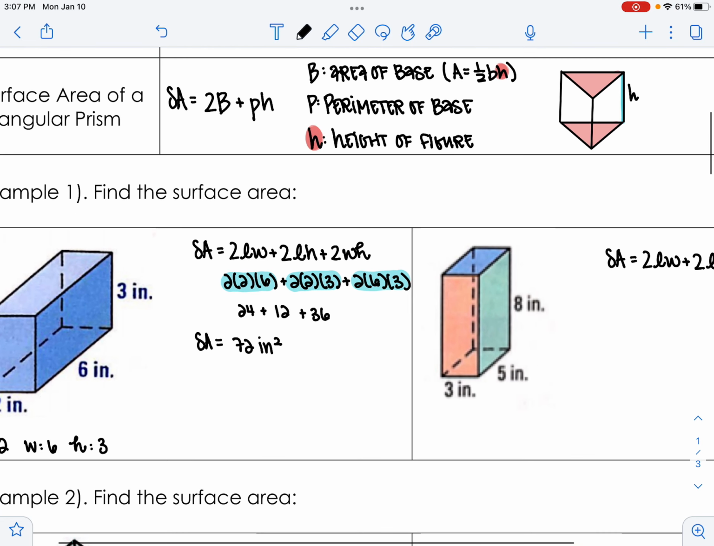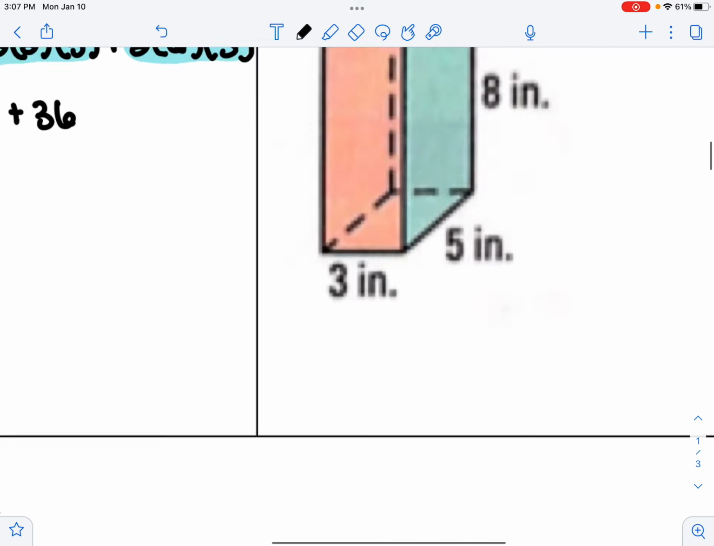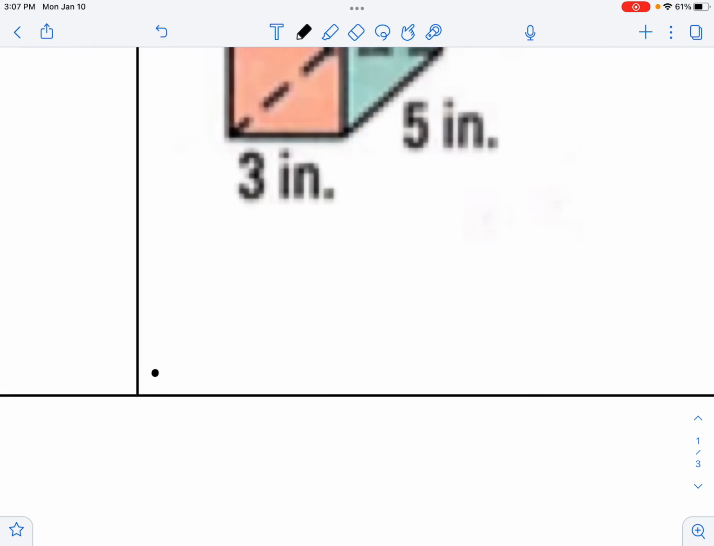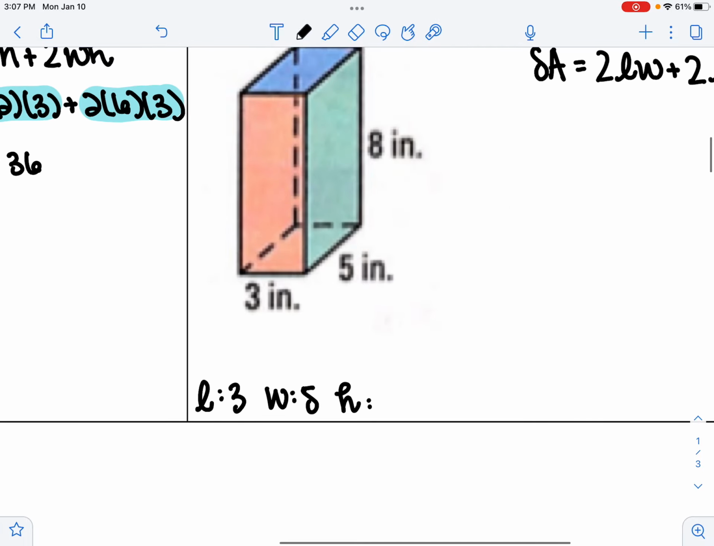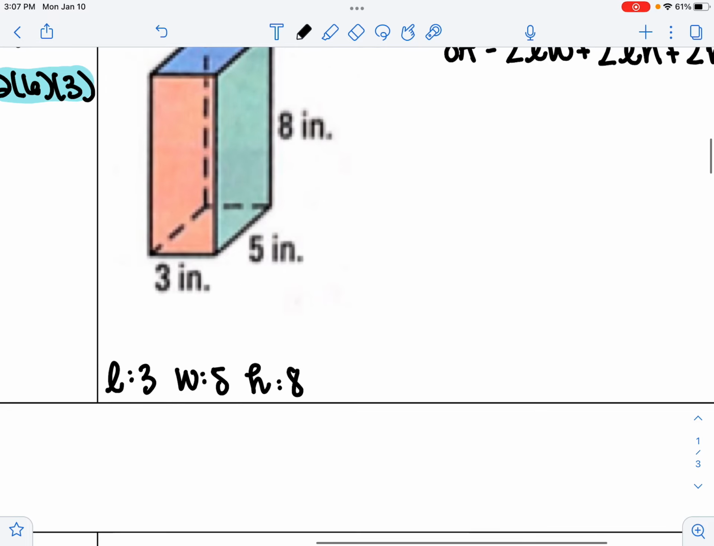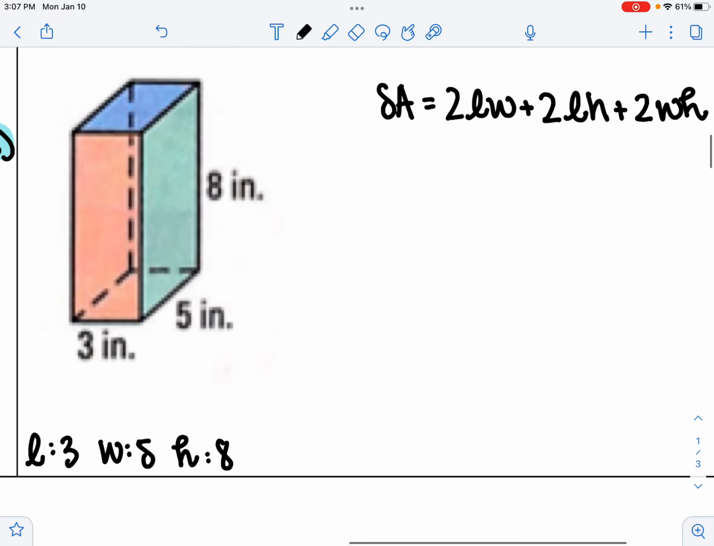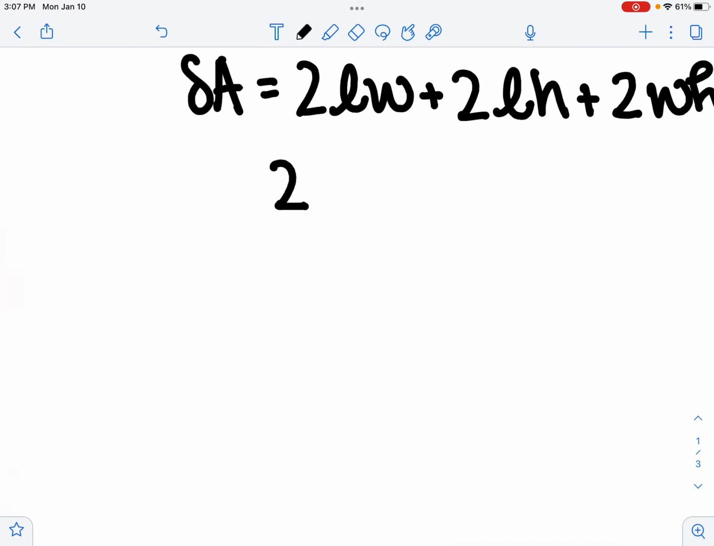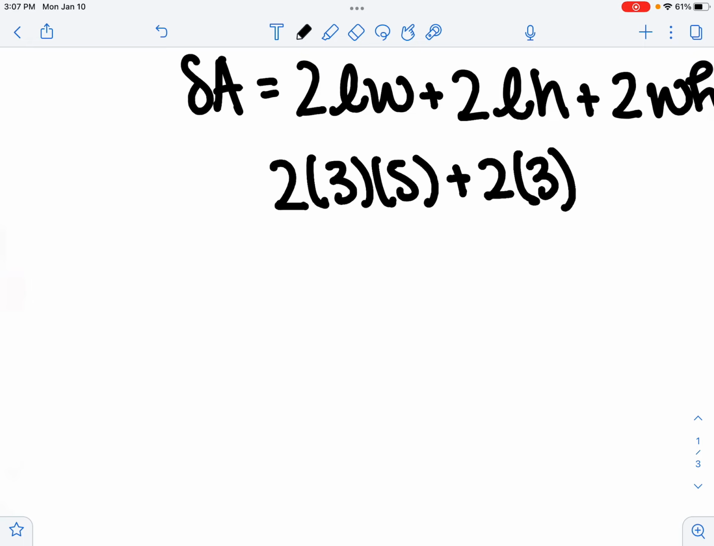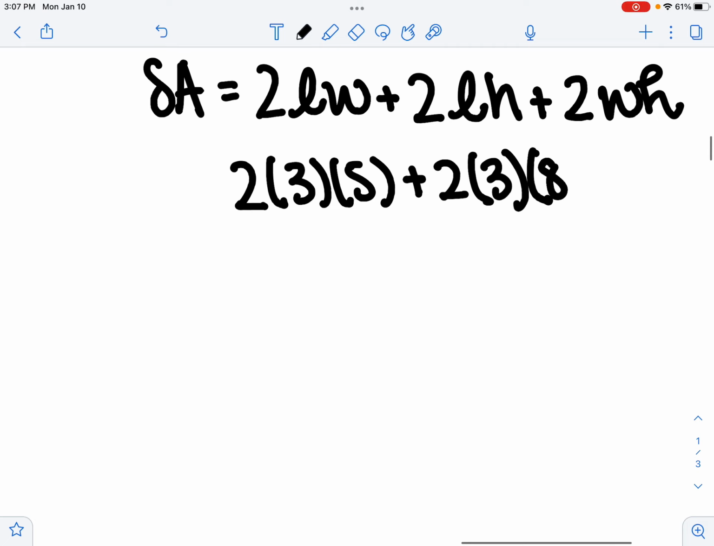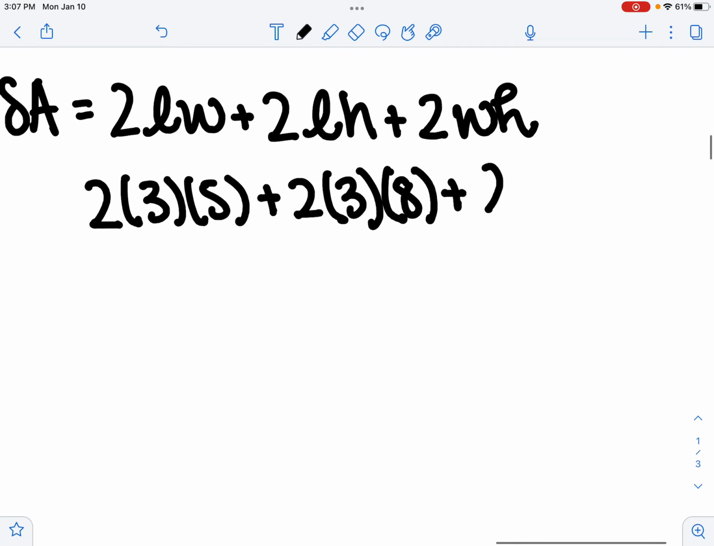All right, let's try one more. All right, so here we go. My length, I'm going to let be 3. My width is going to be 5. And my height is going to be 8. And now I substitute in. So substituting into my formula, I'm going to do 2 times 3 times 5 plus 2 times 3 times 8 plus 2 times 5 times 8.